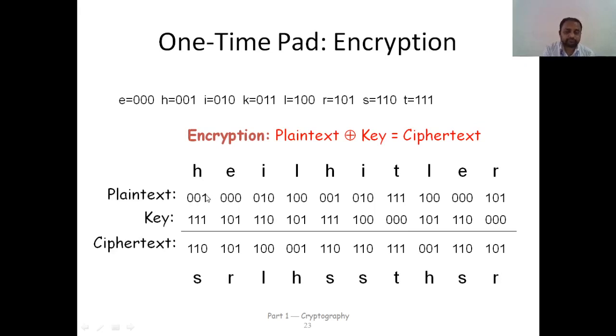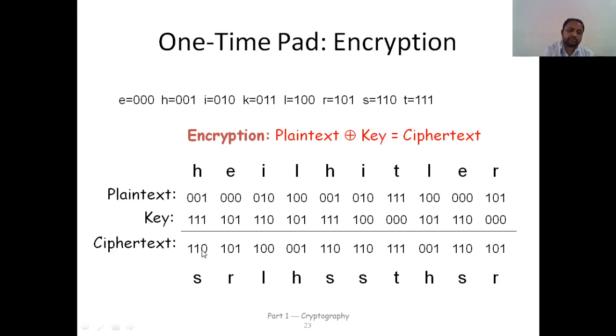Now, very simply, we perform the XOR operation between plain text and key. If you perform XOR between 1 and 1, the result is 0, and wherever there is a 1 and 0, that will be 1. So for the first one the answer is 110, for the second one 101. Now we get these binary numbers in the cipher text.